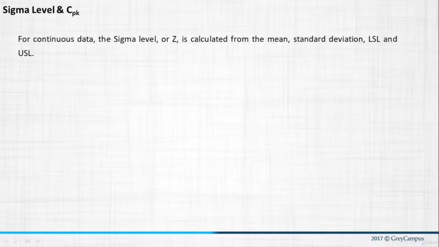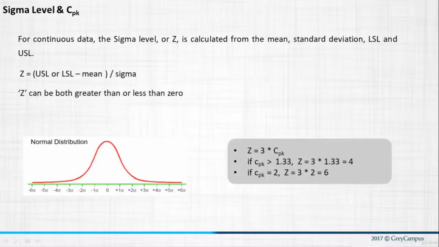I mentioned sigma levels earlier, so how do sigma levels correspond with CPK values? Well, sigma level uses the specification limits from the customer and ties the center of the data using the mean, or X bar, and then divides it by the spread, which is standard deviation. You can see an example here.